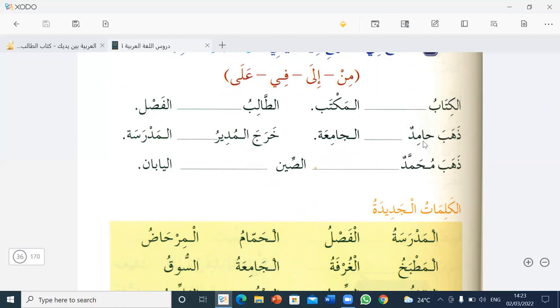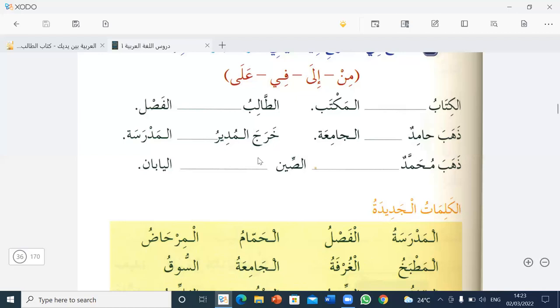Okay, just one last one. This is the last one, try it. Last time it's all about trying, don't be shy. Okay. Dahaba Hamid. So we need to the university. Dahaba is, teacher. Dahaba. Hamid went to the university. Dahaba Hamidun ilal jamiati. Ahsanta. Dahaba Hamidun ilal jamiati.